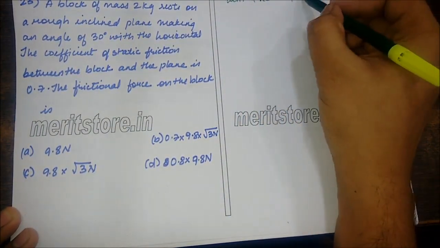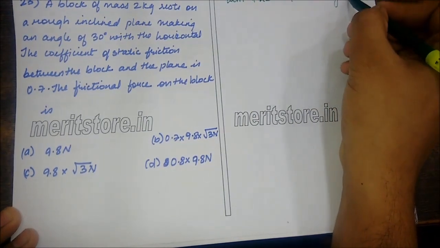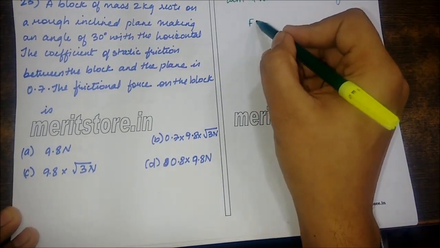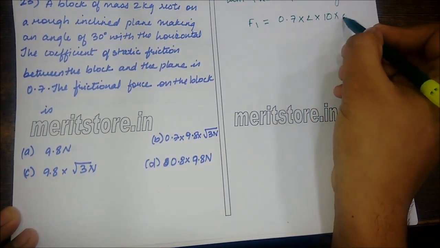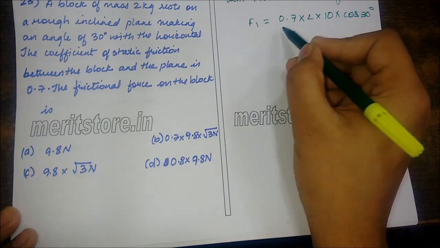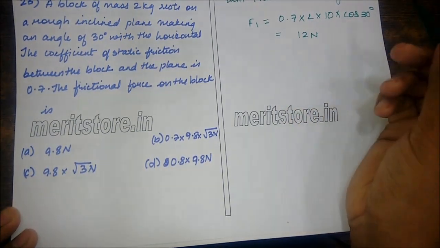Limiting friction F1 is equal to mu mg cos theta. So F1 is equal to 0.7 into 2 into 10 into cos 30, which is equal to 12 Newton approximate.